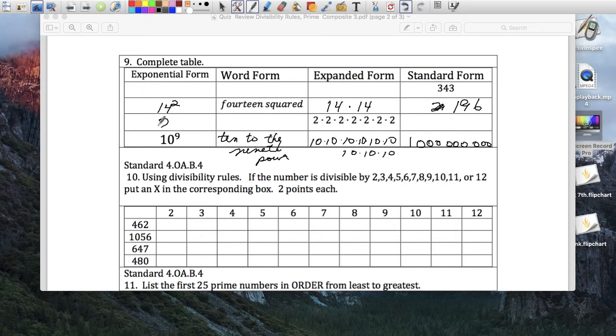1, 2, 3, 4, 5, 6, 7. So that's 2 to the 7th power. And that's, let's see, 2, 4, 8, 16, 32, 64, 128. And this is 343. Ooh, this might be a little tricky for you guys to figure out, but this is 7 times 7 times 7. And word form would be 7.